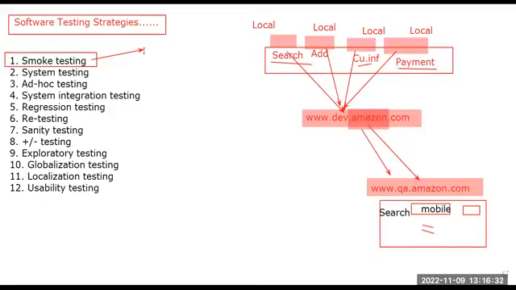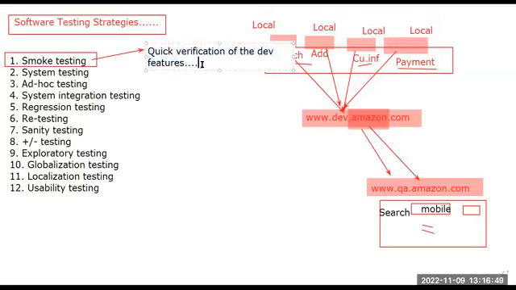Okay, guys, are all of you understanding? Quick verification of the developed features. Whatever features are developed and that we get in the QA environment, those features we can quickly check. So that is kind of smoke testing.